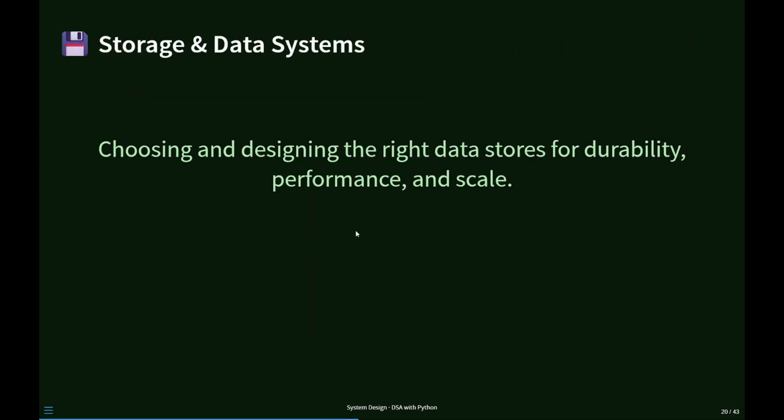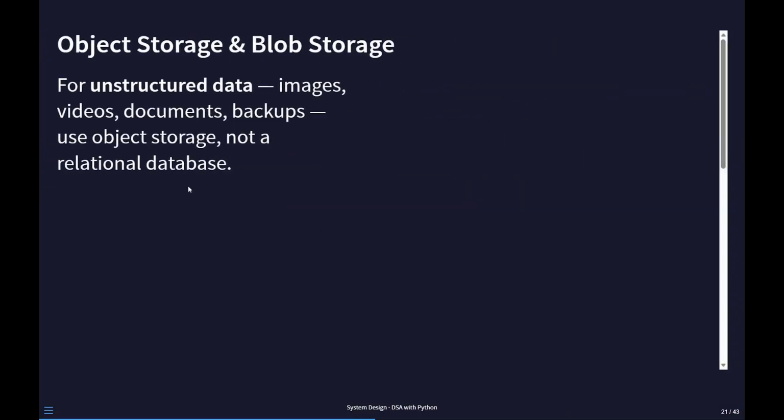Next, let us move into storage, the long-term home for your data. Choosing the right kind of storage for the right kind of data is a core system design skill. The first rule of large file storage: do not put files in your relational database. Images, videos, documents, backups, log archives. These belong in object storage.